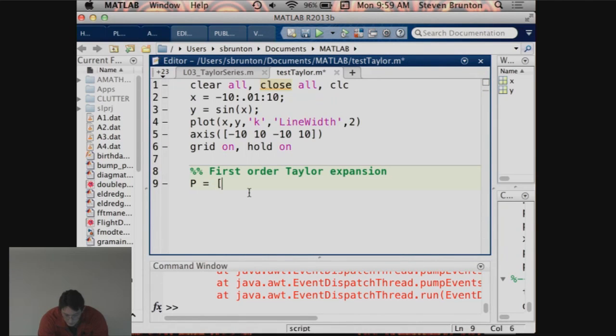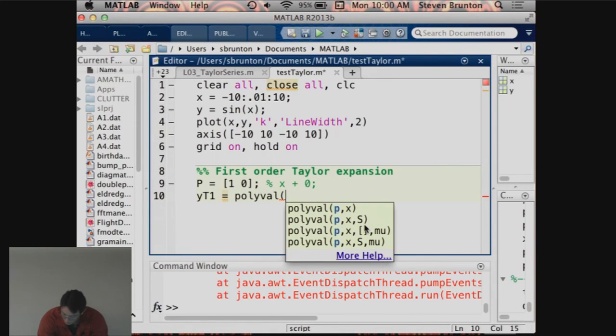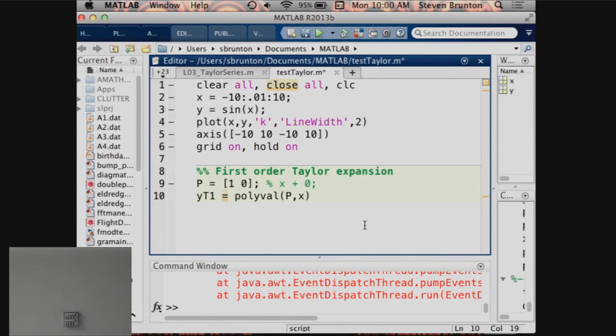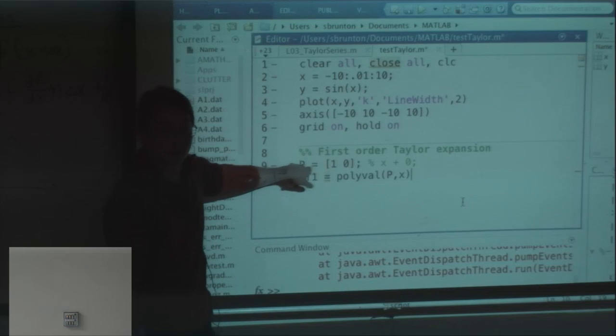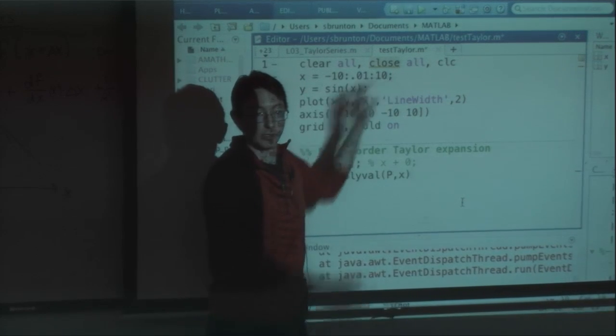Okay, so our first order Taylor series approximation was just x. So it's a polynomial with leading coefficient 1 and constant coefficient 0. So this is just x plus 0. Okay? That's the coefficients of my x polynomial. And I'm going to say that my Taylor series of first order is equal to polyval. I'm going to evaluate my polynomial, p, at my vector x. Okay, so I've defined a polynomial p. It's just x. And I'm going to evaluate that polynomial at my grid of data points, negative 10 to 10.